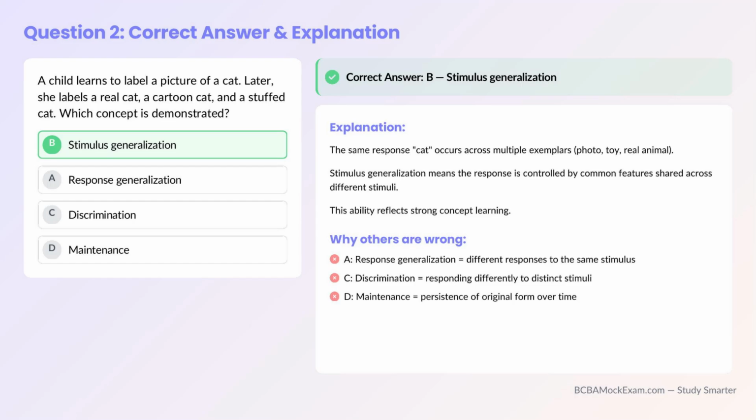The same response, cat, occurs across multiple versions: a photo, a toy, a real animal. It means the behavior is now controlled by common features shared among these stimuli. That's strong concept learning, not just rote memorization. In short, same response, new contexts equals stimulus generalization.